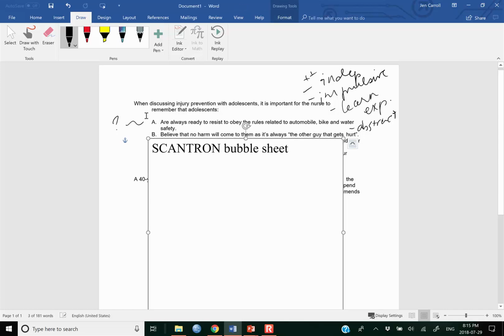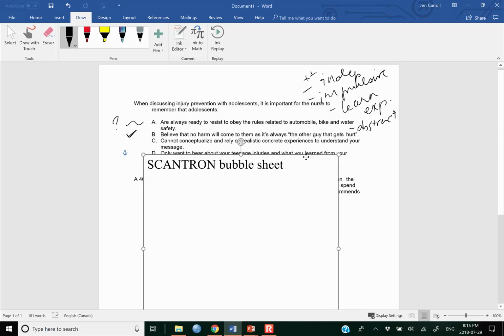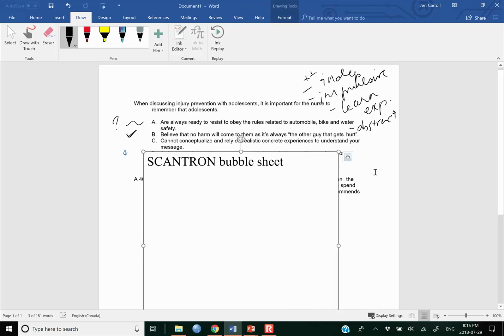Again, reading it back to myself: when discussing injury prevention with adolescents, the nurse, me, wants to remember that adolescents believe no harm will come to them, as it's always the other guy who gets hurt. Oh, I do remember hearing something about that. That seems like it might be pretty true. I'll put a little check mark there. Next: when discussing injury prevention with adolescents, I want to remember that adolescents can't conceptualize and to rely on concrete examples to understand your message.